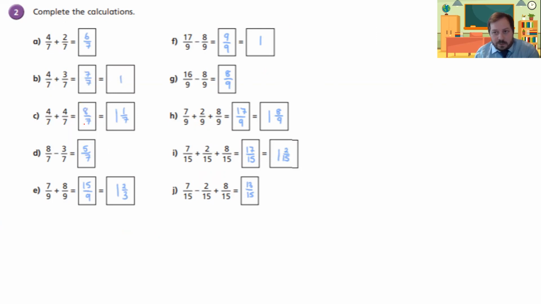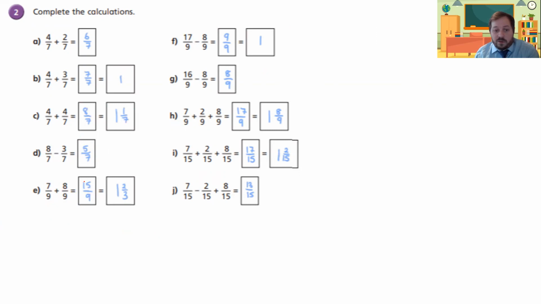8 as a mixed number, we can take 1 lot of 7 out and be left with 1. Then we're thinking in sevenths, so it stays on the bottom. 8 minus 3 is 5. Thinking in ninths, so ninth stays on the bottom. 7 plus 8 is 15.